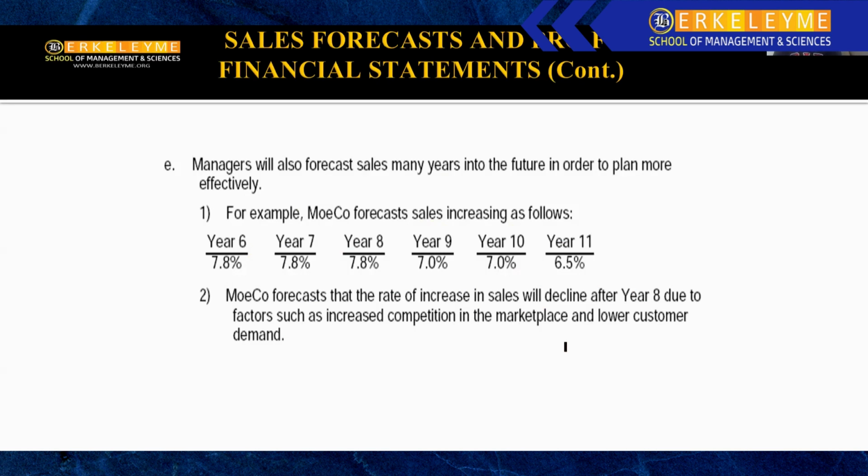So a manager will also forecast sales many years in the future. Depending on the nature of the business, some businesses we predict 5 years, some we predict 10 years, some we predict 20 years. That's the way it works. So we have year 6, year 7, 8, 9, 10, 11. You can see that these figures have been given to us.